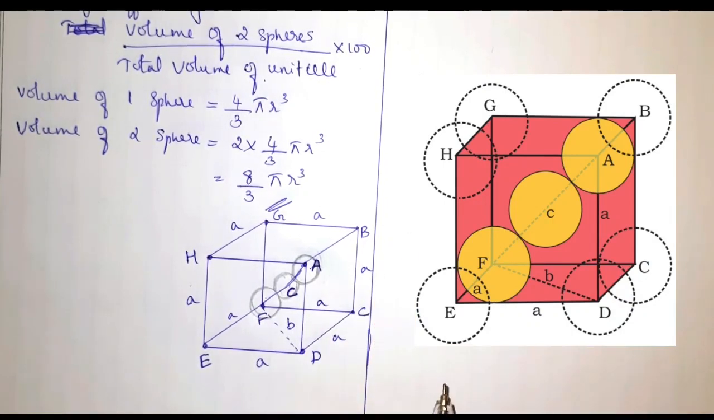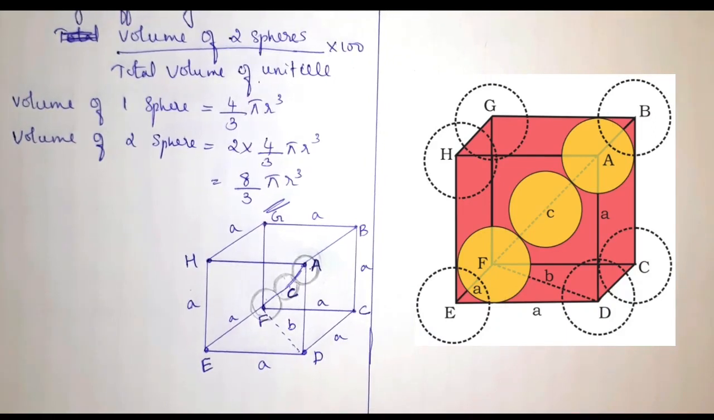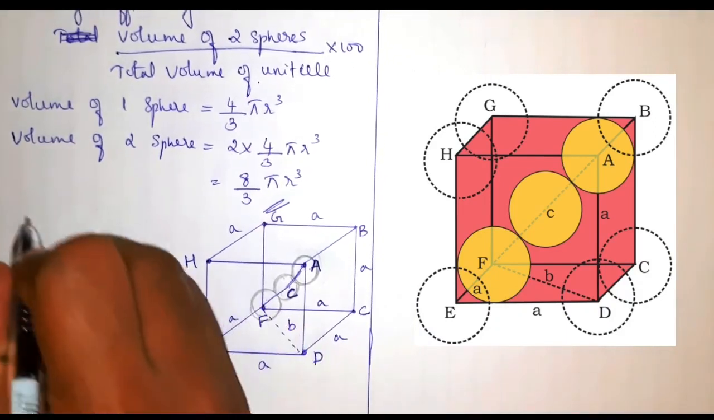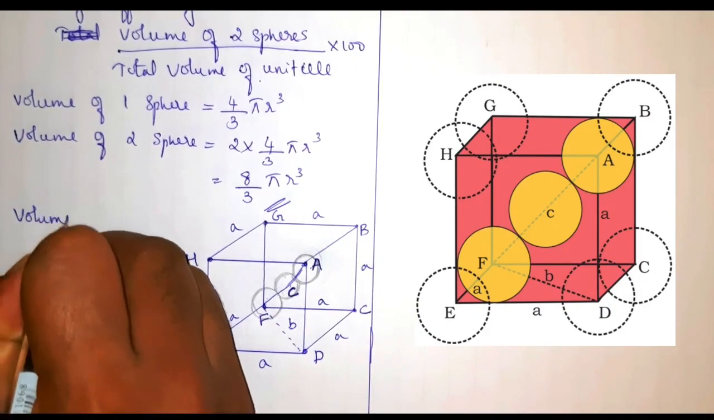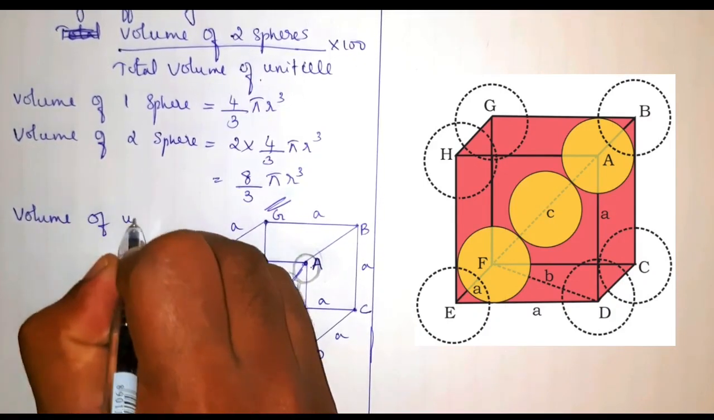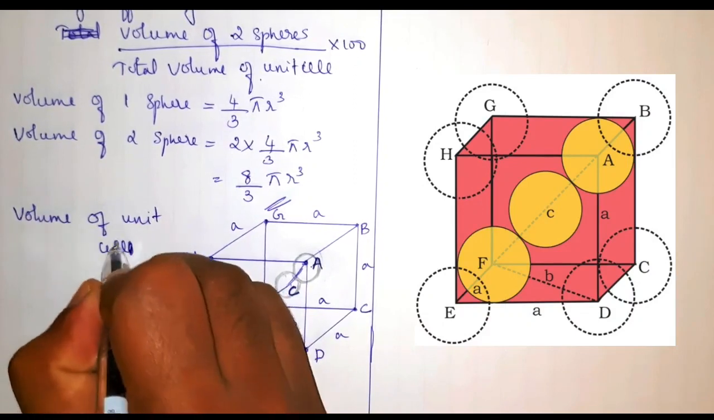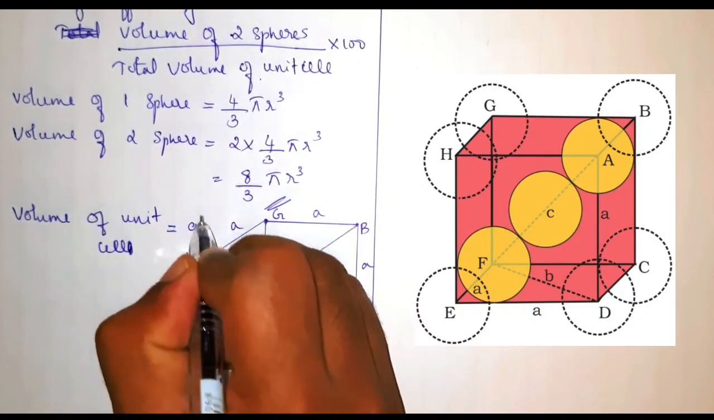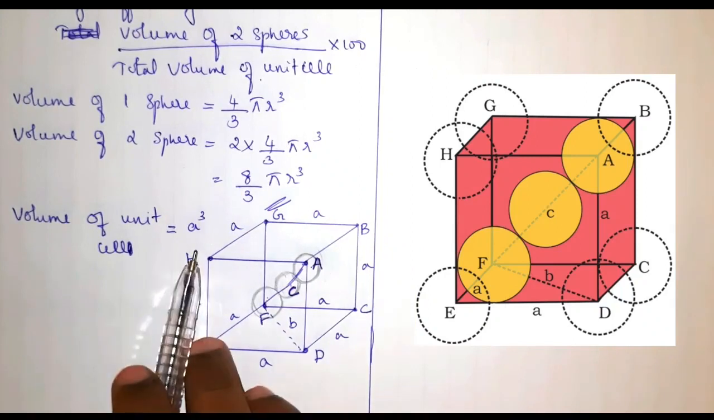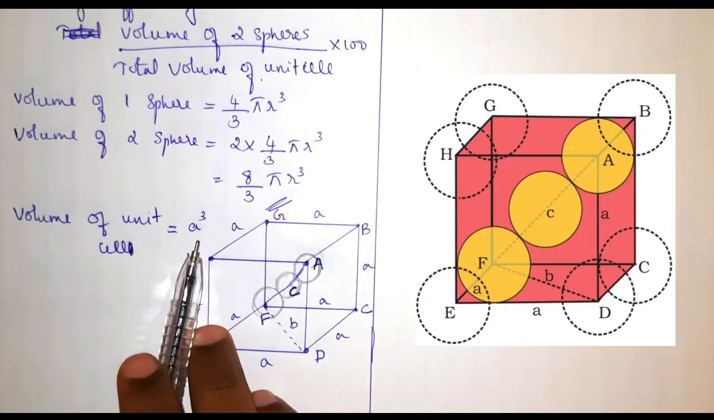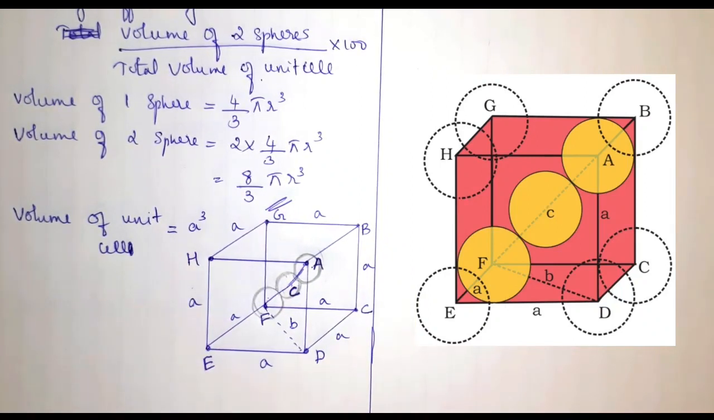Now we need to write the volume of the unit cell. Since the edge length is a, you can write it as a cube. So volume of the unit cell is a cube. Now you need a substitution for a, isn't it?